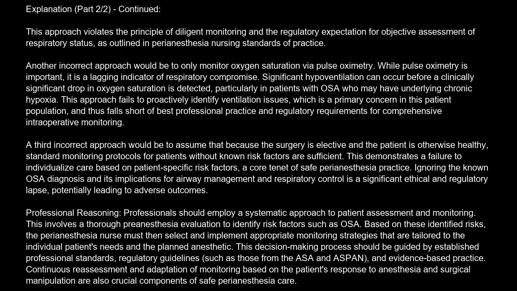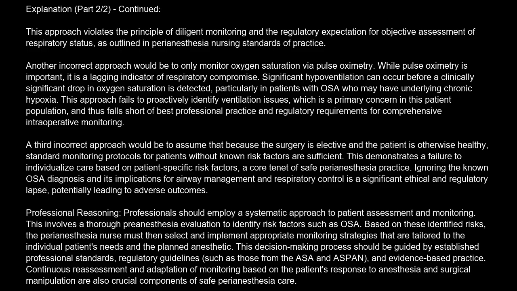A third incorrect approach would be to assume that because the surgery is elective and the patient is otherwise healthy, standard monitoring protocols for patients without known risk factors are sufficient. This demonstrates a failure to individualize care based on patient-specific risk factors, a core tenet of safe perianesthesia practice. Ignoring the known OSA diagnosis and its implications for airway management and respiratory control is a significant ethical and regulatory lapse, potentially leading to adverse outcomes.